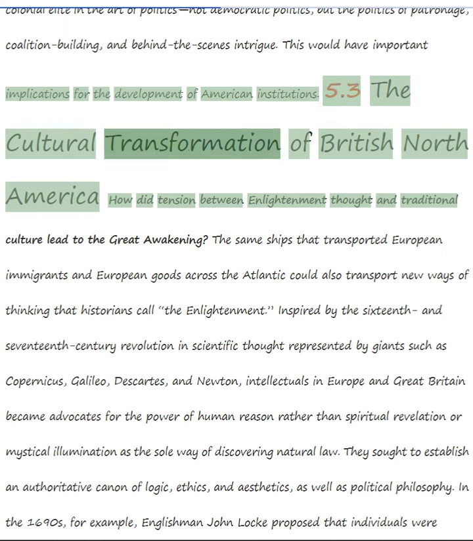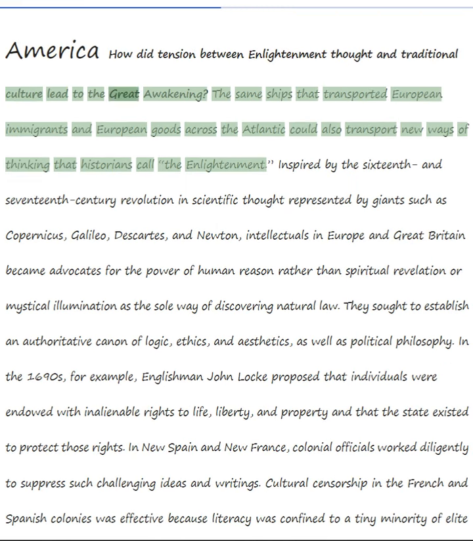5.3 The cultural transformation of British North America. How did tension between Enlightenment thought and traditional culture lead to the Great Awakening? The same ships that transported European immigrants and European goods across the Atlantic could also transport new ways of thinking that historians call the Enlightenment.